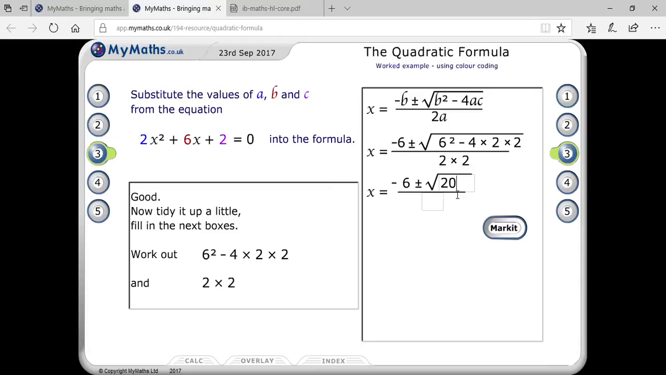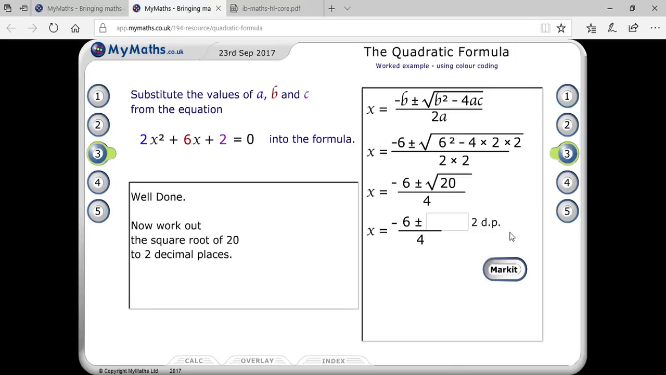So square root of 20, you can also assign the value like that, 4 fives are 20. And then you can take 2 outside from the square root, so you can get 2 root 5. So minus 6 plus or minus 2 root 5 divided by 4. Oh yes, 2 decimal places they are asking. So 2 root 5 is 2.46, I am thinking.